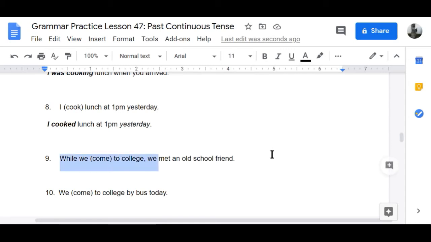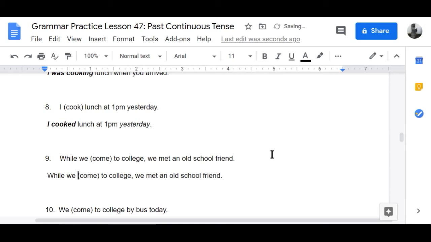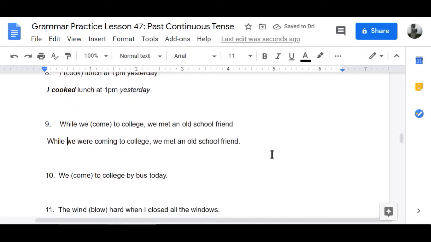So 2 things were happening. First one, while we were coming to college, we met an old school friend. Cool. We were coming to college and something else happened. What? We met an old school friend.